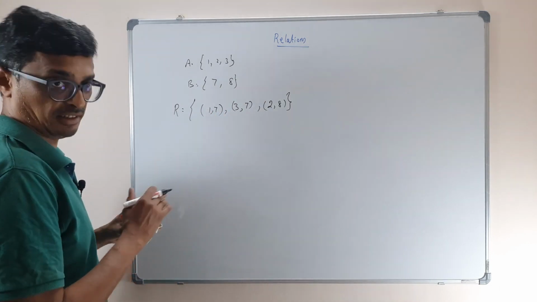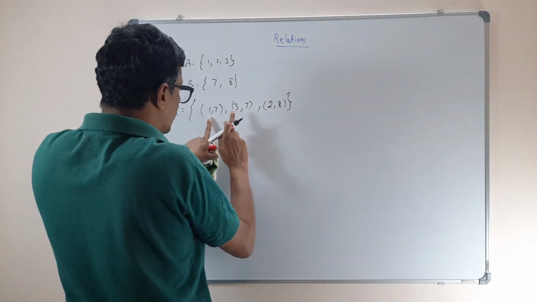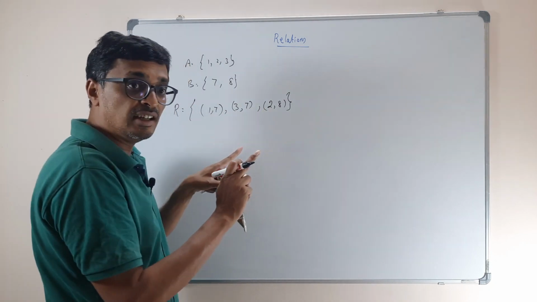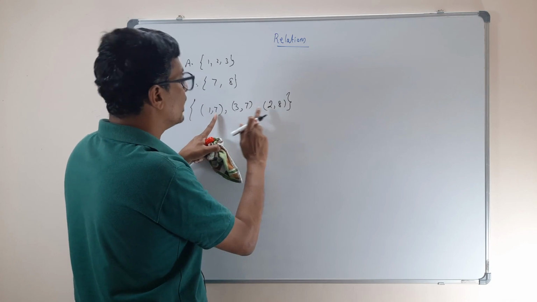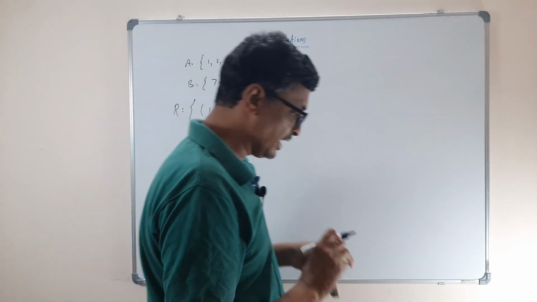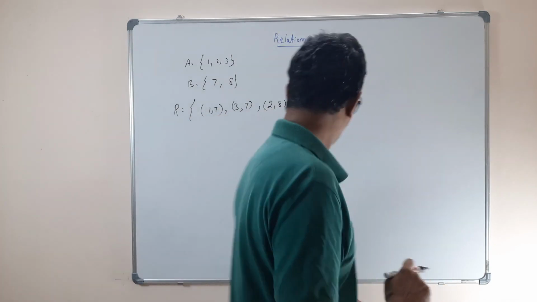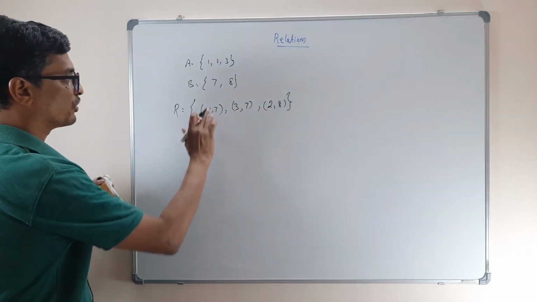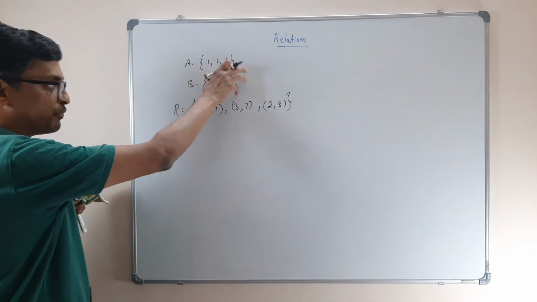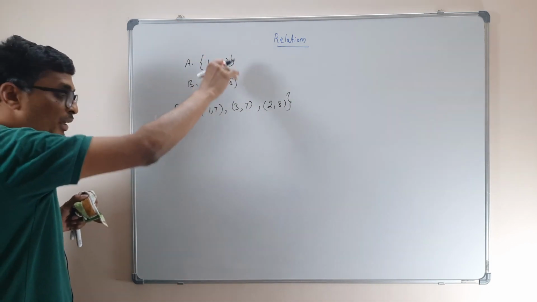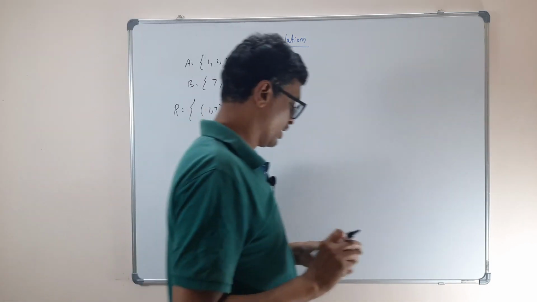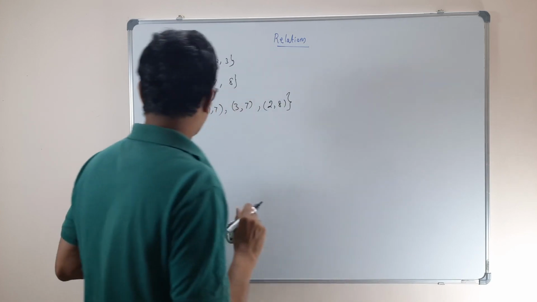These are the relation. So what happens? You call 1, 3 and 2 the domain, and 7 and 8 the range. And there is something called the codomain. The codomain is the whole set B, to which A is related. We discussed that last time.